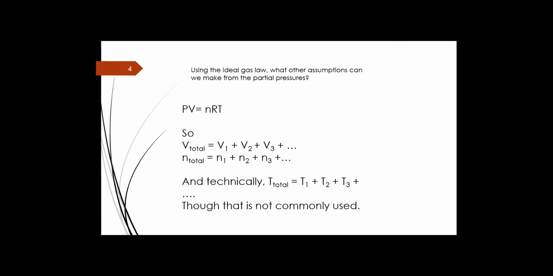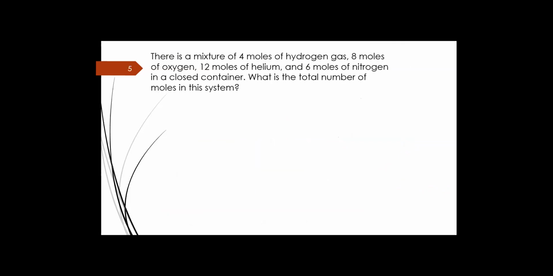And because we have the ideal gas law, that means that if the pressures are equal to the sum of their parts, then so is the volume and so is the moles, and technically the temperature as well. Now, we normally don't see it for a lot of these other ones, but we do see it often for pressure, and we do see it for n a lot. So let's try that out.